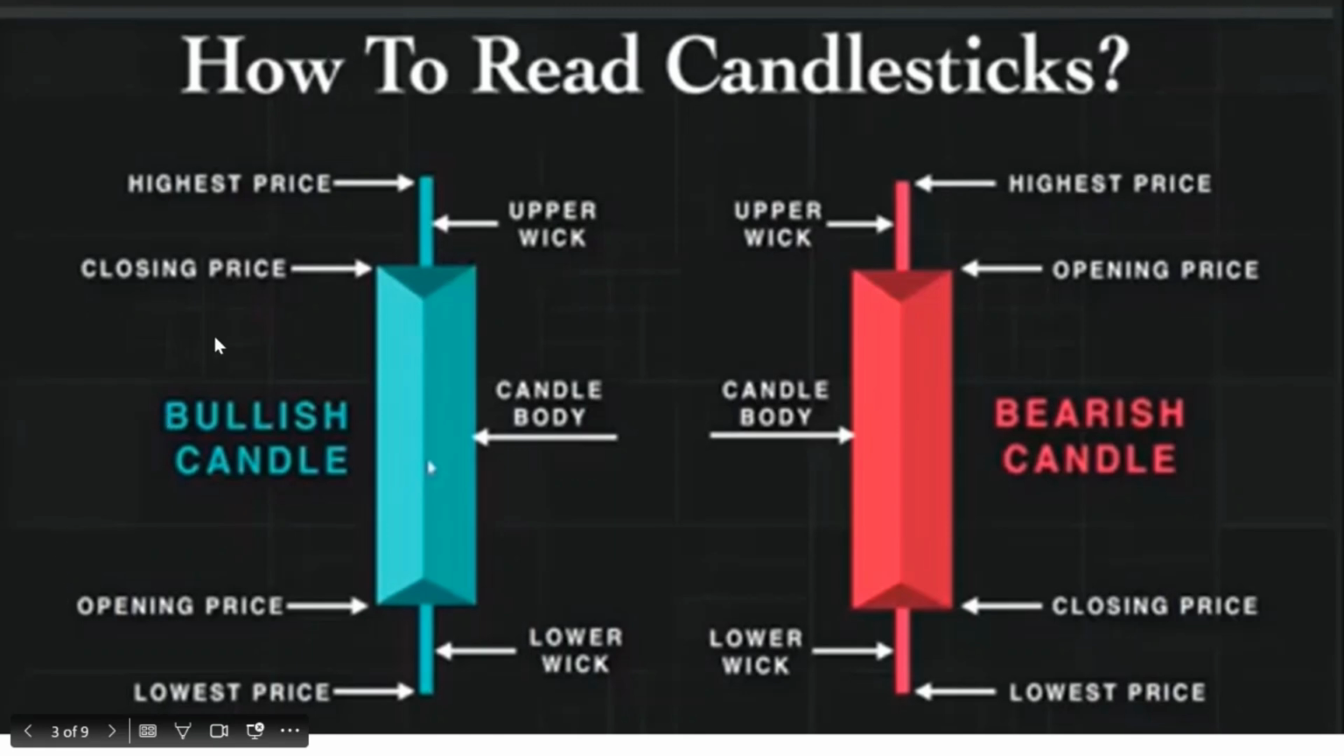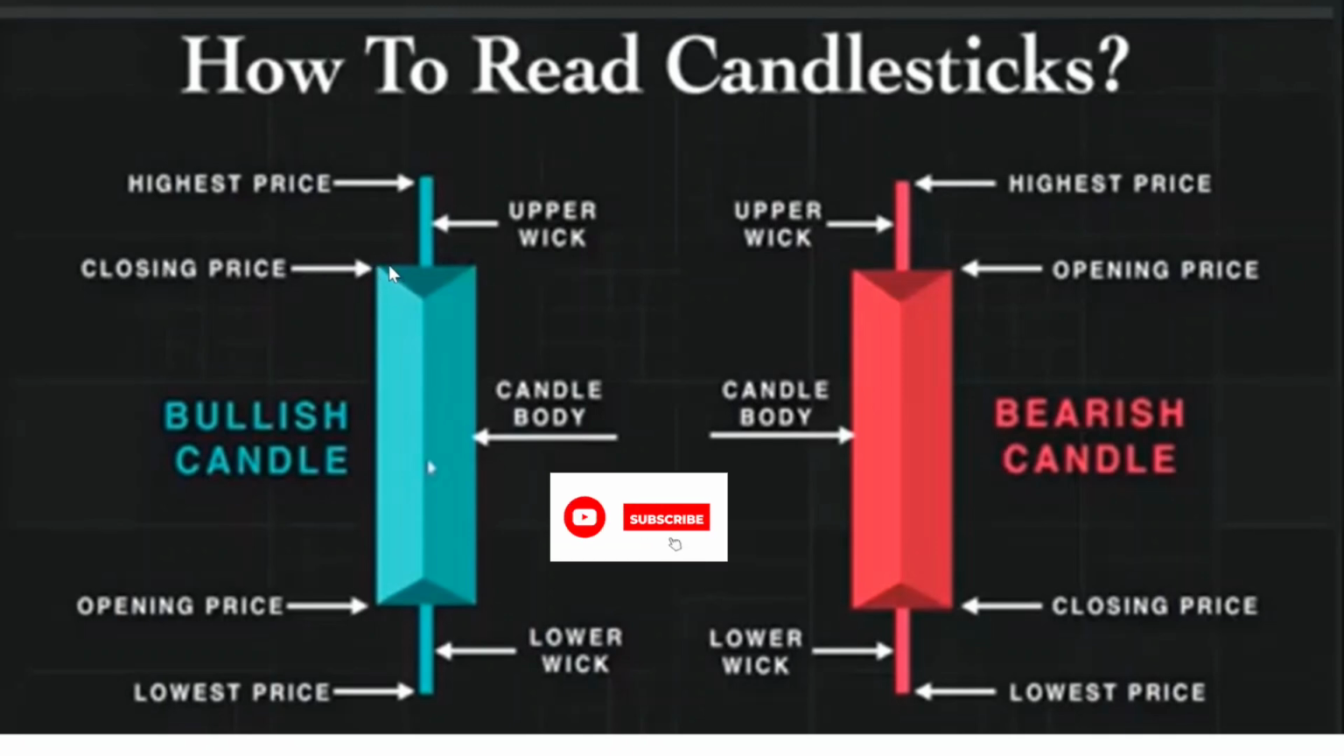Over here we have the highest price, and the upper wick. This is the upper wick, and this is the body. Then we have the closing price, where you can see it here. This big green part is called a bullish candle. The green part is called bullish, and the red is called a bearish candle.